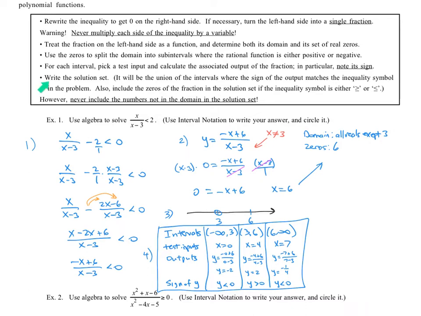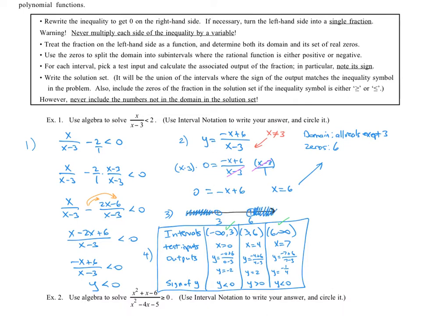We're supposed to write the solution set. And here it says it's going to be the union of the intervals where the sign of the output matches the inequality symbol in the problem. So we need to look back here. Remember, this is what we said y is equal to. That just means we're looking for y less than 0. We see that y is less than 0 for any x in this interval and also for any x in this interval. The numbers in these intervals are solutions of the original inequality. Let's shade them on our number line.